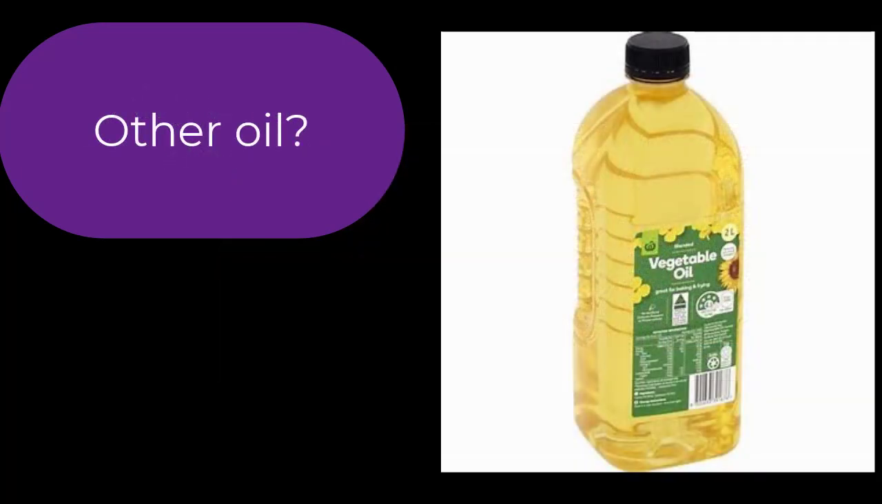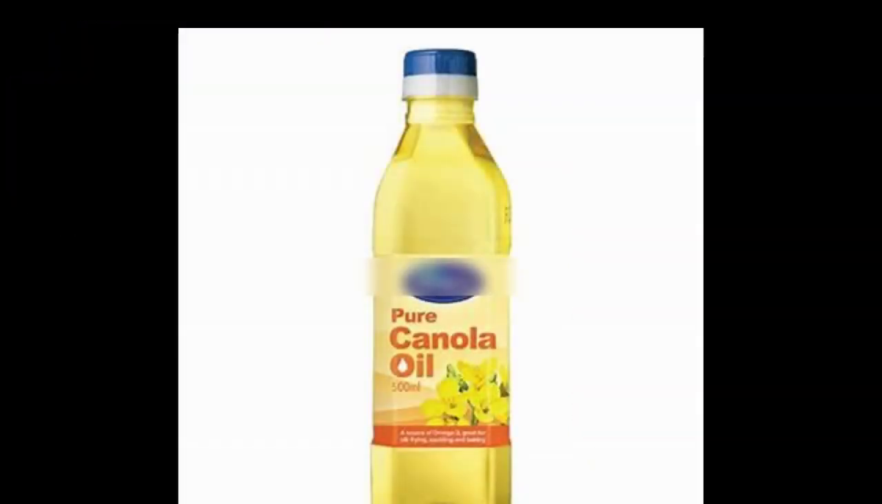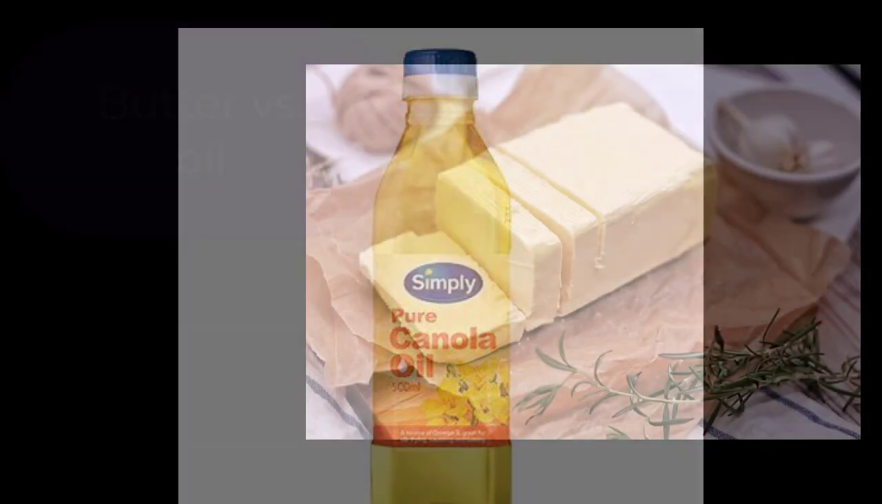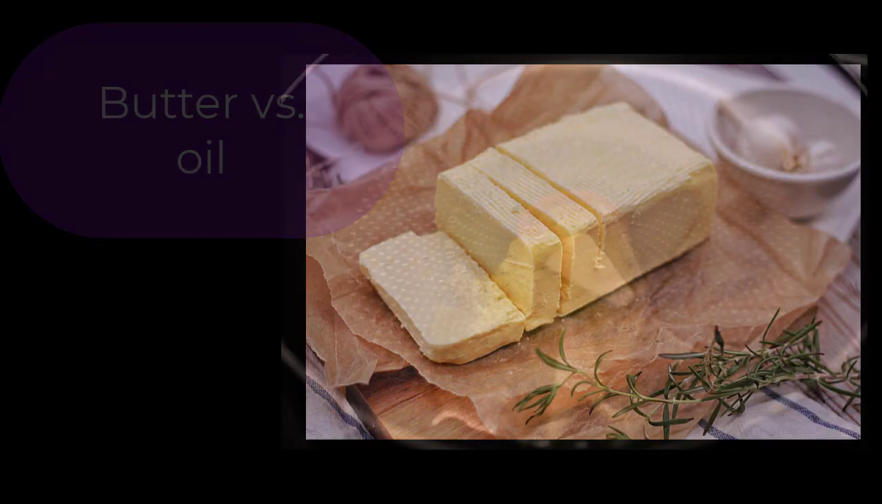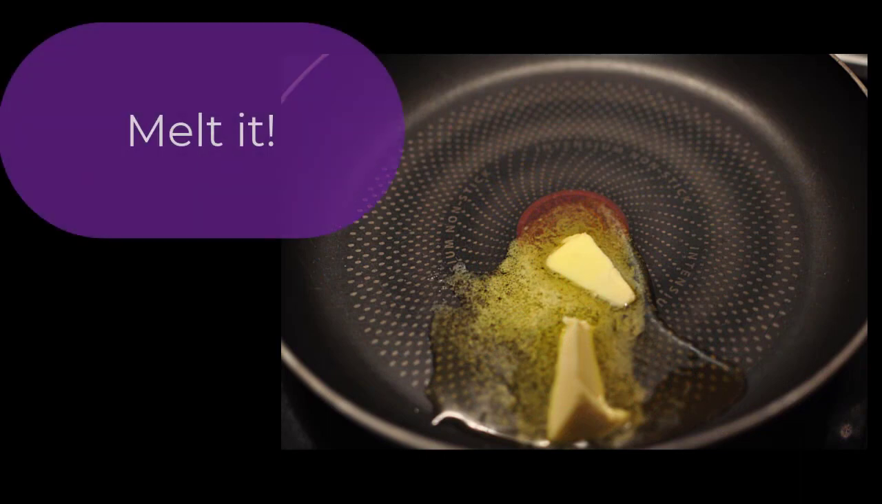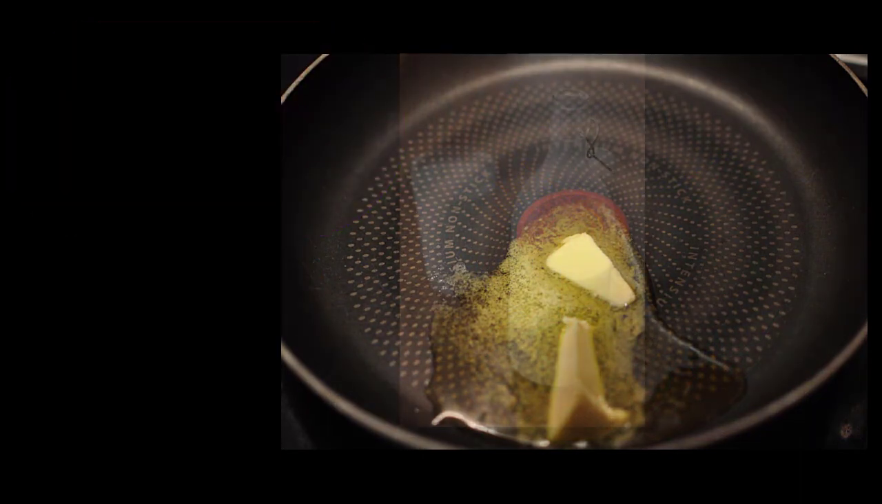Can you use other types of oil? Canola and vegetable oil are good choices. Others are not advisable since they may give a different aftertaste to your cake. Can you use butter instead of oil? Yes, but you have to melt it first before adding it to the batter.